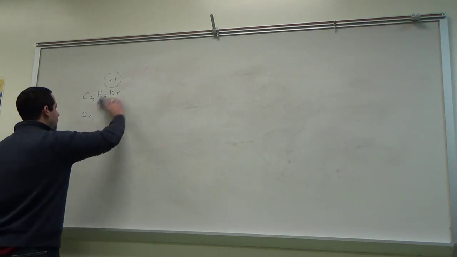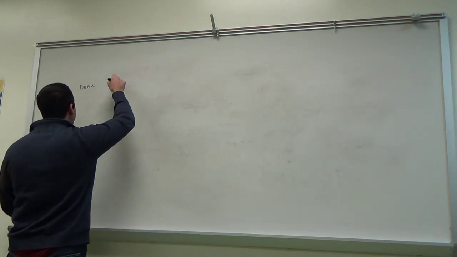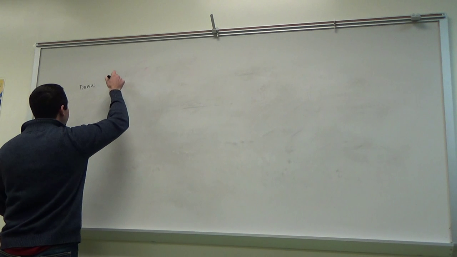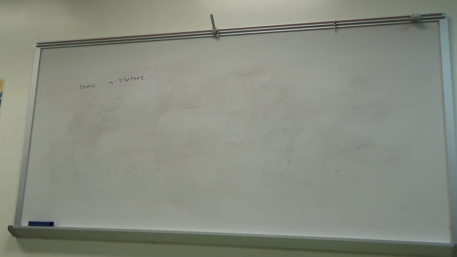Let's continue talking about alkenes. Did we learn how to name some of these last time? Yep. Okay, we're done with that stuff, okay? So let's say, now we have this. I want you to draw 3-pentene. Okay, 3-pentene. What do we do?